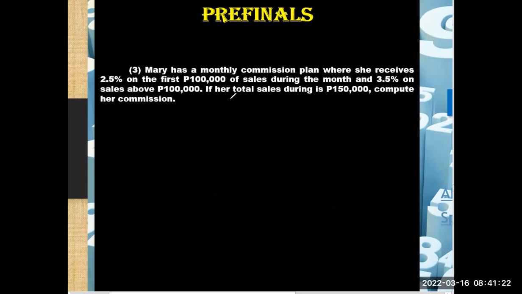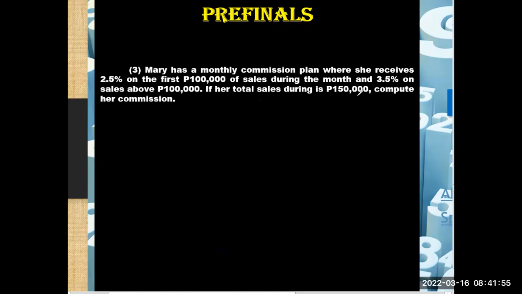Okay. Ayan. So, meron pa tayong third example. Mary has a monthly commission plan where she receives 2.5% on the first 100,000 of sales during the month. And 3.5% naman on sales above 100,000. If her total sales during this month is 150,000, compute her commission.